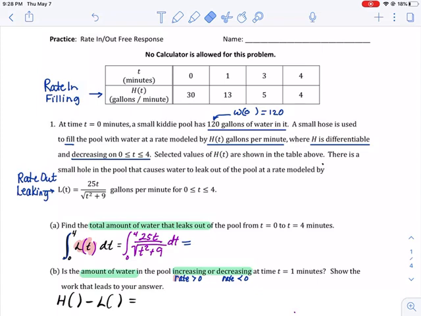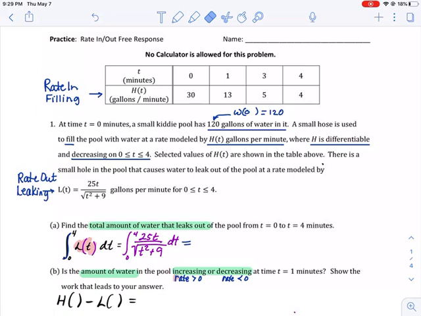If you look at this problem, we have a table, and it says at time t equals 0 minutes, a small kiddie pool has 120 gallons of water in it. Well, that's the initial water. A small hose is used to fill the pool with water at a rate modeled by h of t gallons per minute, where h is differentiable and decreasing from t equals 0 to 4. Selected values of h of t are shown in the table above.